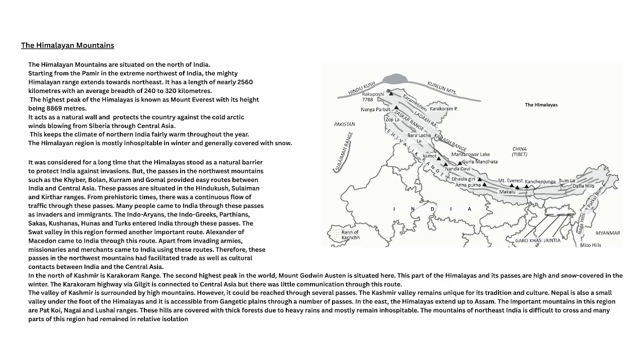In the north of Kashmir is the Karakoram range, the second highest peak in the world. The valley of Kashmir is surrounded by high mountains. However, it could be reached through several passes. The Kashmir Valley remains unique for its tradition and culture. Nepal is also a small valley under the foot of Himalayas, and it is accessible from Gangetic plains through a number of passes. In the east, the Himalayas extend up to Assam.